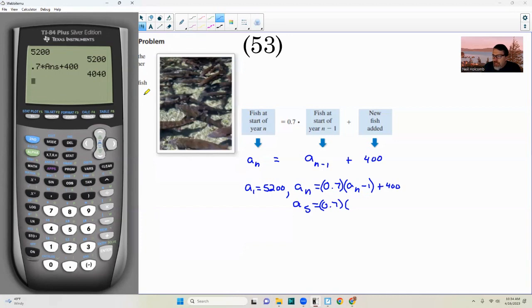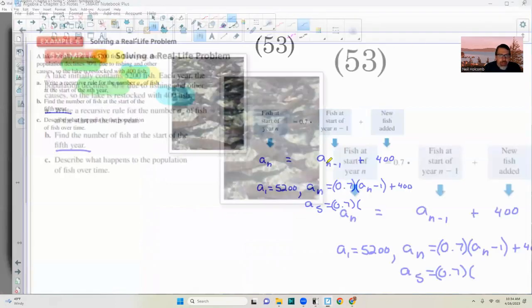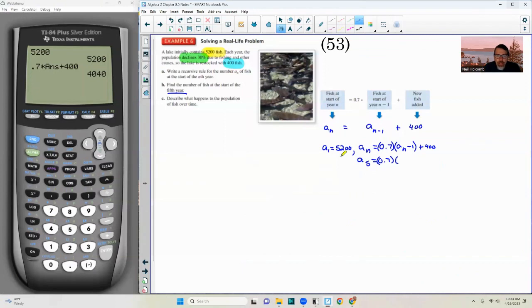So let me recap this. It says find the number of fish at the start of the 5th year: enter 5,200, the value of a sub 1, in a graphing calculator, multiply it by 0.7 and add 400 to find a sub 2. So a sub 1 is 5,200. We just found a sub 2 by plugging it in our calculator, and we got a sub 2 is 4,040. So the population dropped.